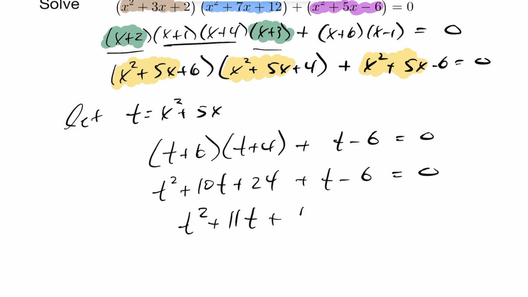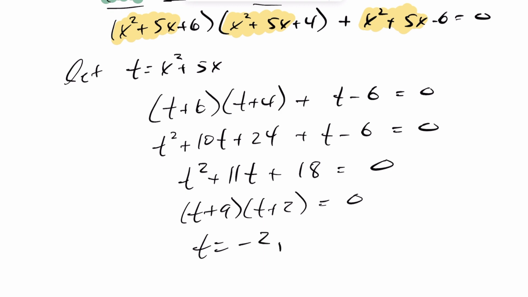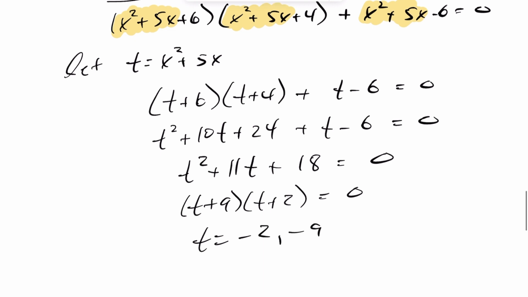And you can see here we're getting a quadratic, which is what we want to do, and I can quickly factor this nicely now. I've got myself a quadratic. This will factor into t plus 9 times t plus 2 equals 0, which gives us two values. It gives us -2 and -9.